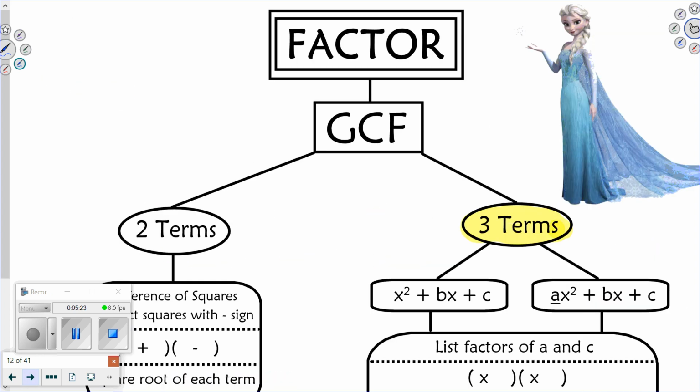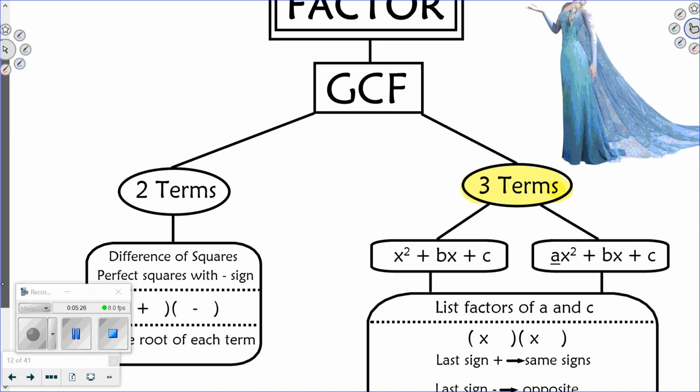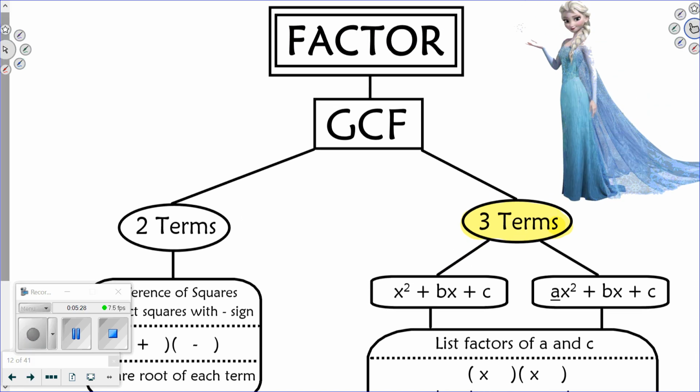All right. So let me give you guys this flow chart. On this flow chart, anytime you have to factor, the very first thing underneath there is GCF, which is what we worked on Wednesday. Today we're going to focus, this branches off into 2 terms and 3 terms. Today we're looking at 3 terms. 2 terms will come later this week.